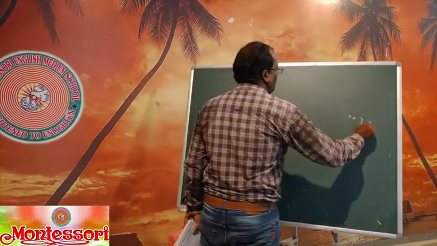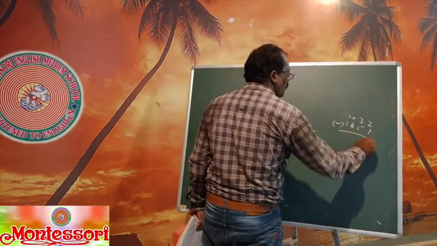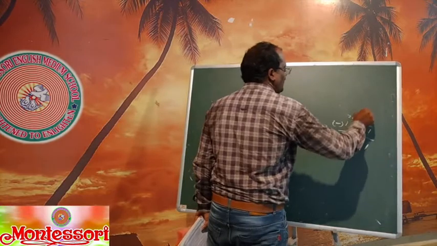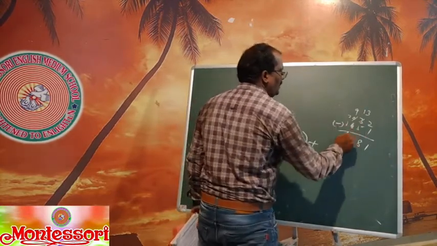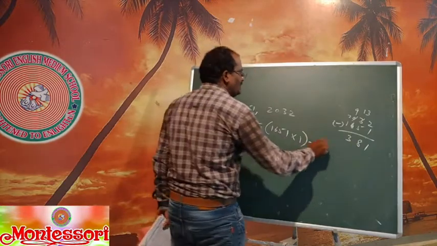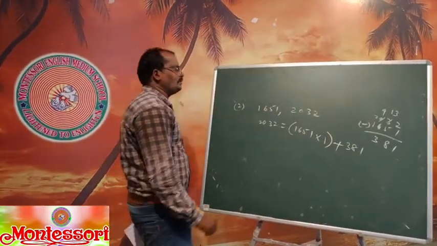2032 minus 1651. 1 is left. Carry here, 30. 30 minus 5 is 8. 9 is left here. 9 minus 6, 3. So which answer is left here? 381. Okay. Now come here.